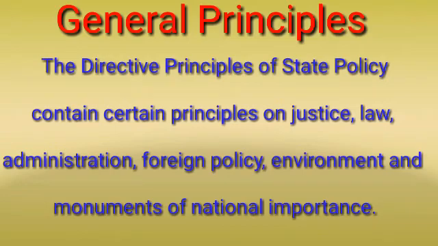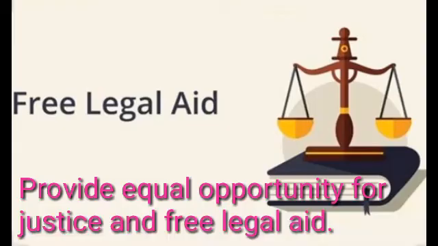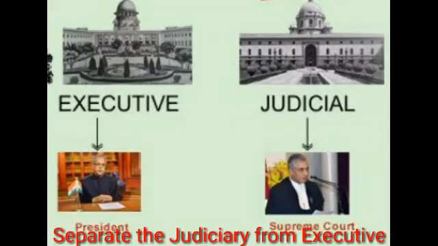General principles. The directive principles of state policy contain certain principles on justice, law, administration, foreign policy, environment, and monuments of national importance. Some of these principles we are going to discuss now. General principles of directive principles of state policy are: provide equal opportunity for justice and free legal aid. Separate the judiciary from executive. Judiciary means courts of law. Executive means, children, an organ of the government that enforces laws.